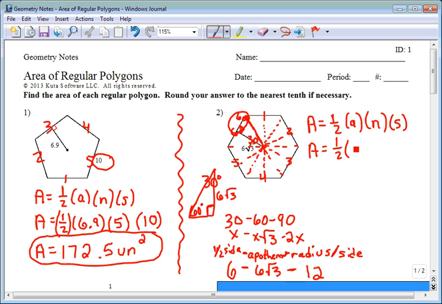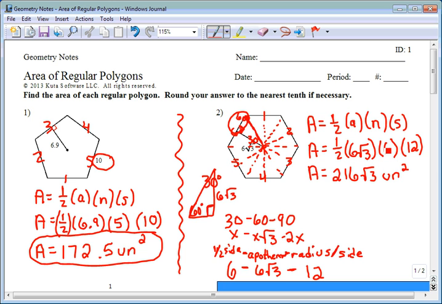My apothem, once again, was given to me as 6 radical 3. We know we have a regular hexagon here. Hexagons have 6 sides. And we discovered that each side length is 12 units. So I'm going to punch this in my calculator. Now, I received 216 radical 3 units squared.